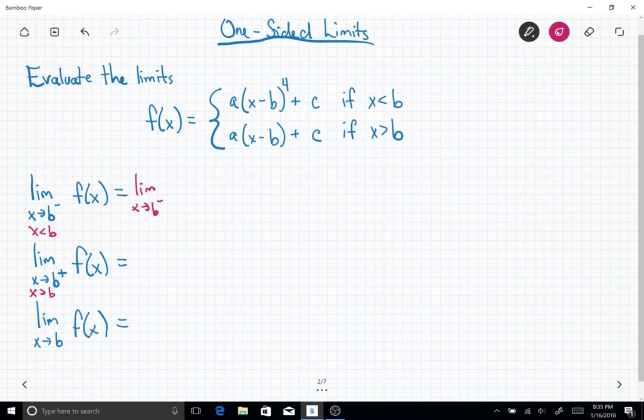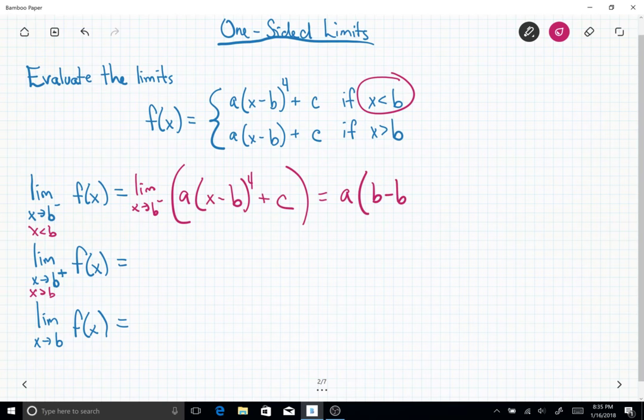So if x is less than b, what this becomes is the limit as x approaches b from the left of, well, if we're talking less than b, that's this scenario, so that would be a times x minus b to the fourth plus c. Right? Notice we aren't using the other one because we're talking less than b and not greater. So at the end of the day, what happens here? Well, you can just plug in b and see what happens. So this should equal a times the quantity b minus b to the fourth power plus some constant c. Notice b minus b is 0, so a times 0 is just 0. So this just equals c.